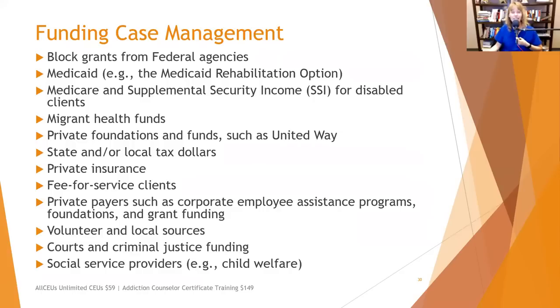State and local tax dollars can be used to fund services if you can get everybody on board. Private insurance, fee-for-service clients, so that's out of pocket. Private payers such as corporate employee assistance programs or grant funding can also give you money. So if you have an employee assistance program that says, we know that our employees often have challenges with certain things, so we'll pay a case manager, $2 per employee per month in order to provide services.